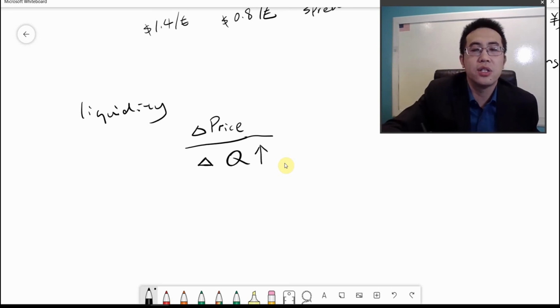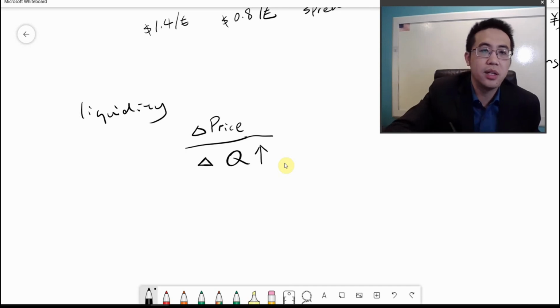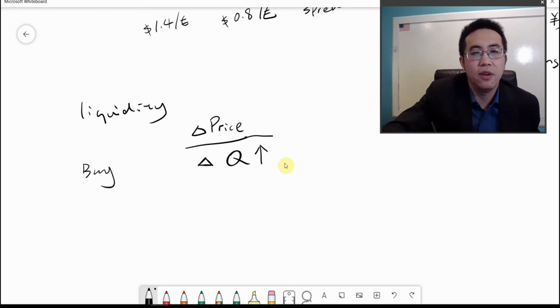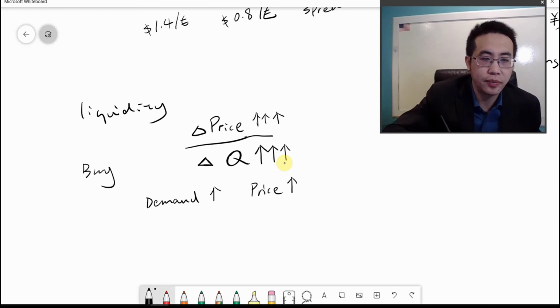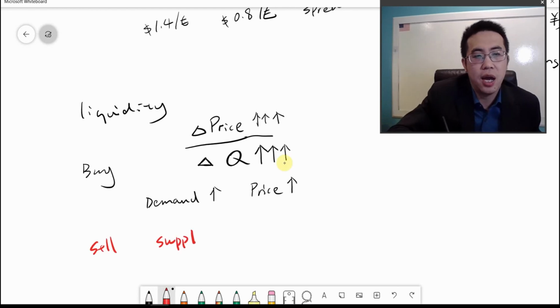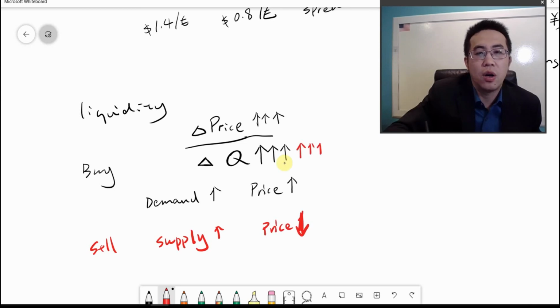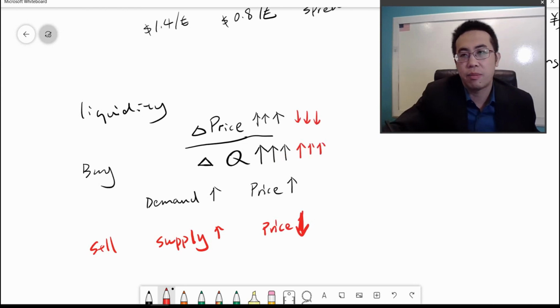Let's say if the quantity increases, then what happens to the price? The price would increase. Let's say if you keep buying, and you buy more and more, then the price would get higher and higher. That's the regular situation, because the demand goes up, so the price goes up. And if you keep selling, it's the opposite. When you sell, you supply. When supply goes up, the price would go down. So if you keep selling more and more, the price would go down and down. That's how the price changes in reaction to the trading volumes.